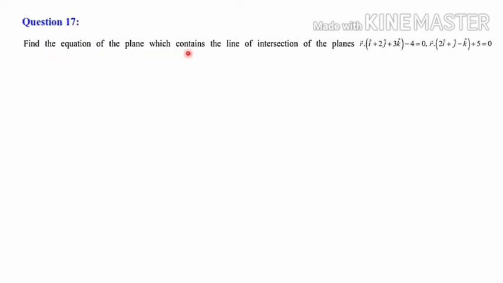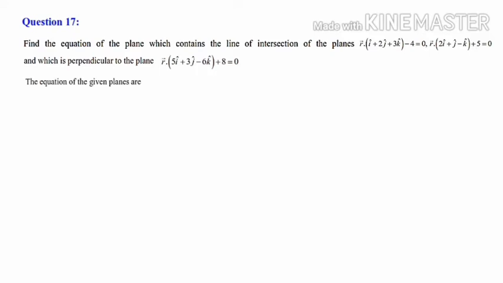Find the equation of the plane which contains the line of intersection of the planes vector r dot (i cap plus 2j cap plus 3k cap) minus 4 equal to 0, vector r dot (2i cap plus j cap minus k cap) plus 5 is equal to 0, and which is perpendicular to the plane vector r dot (5i cap plus 3j cap minus 6k cap) plus 8 is equal to 0. We are asked to find the equation of the plane which is passing through the line of intersection of these two planes and also perpendicular to this plane. So three planes are given here.